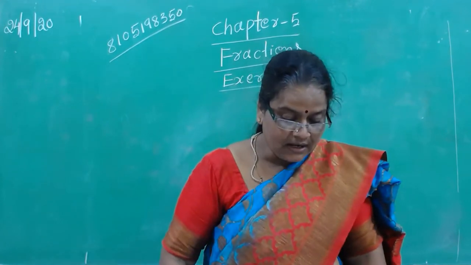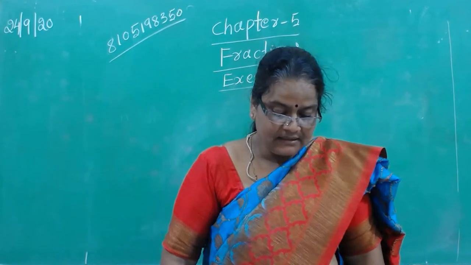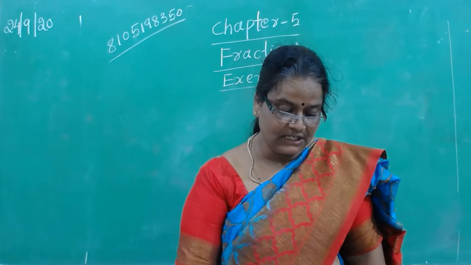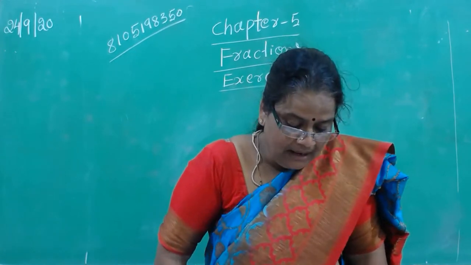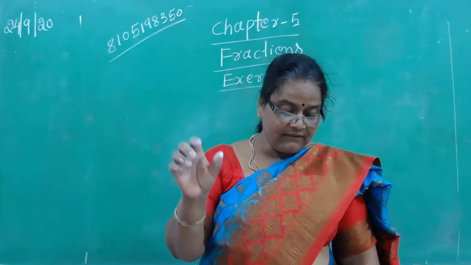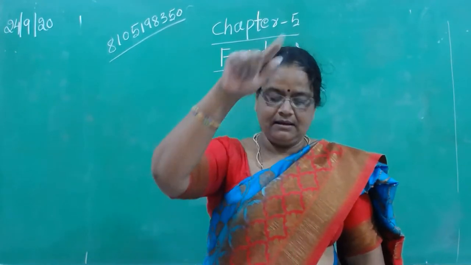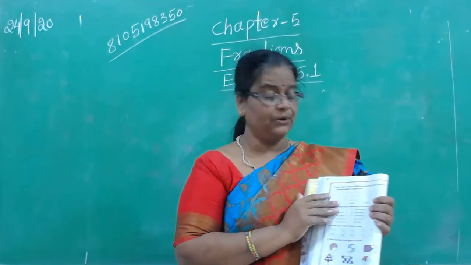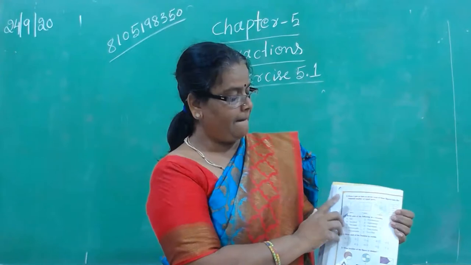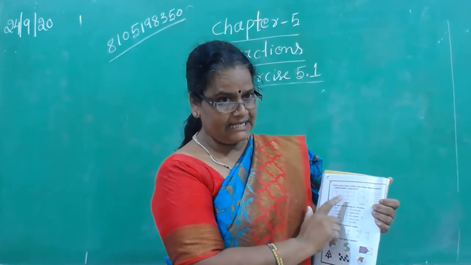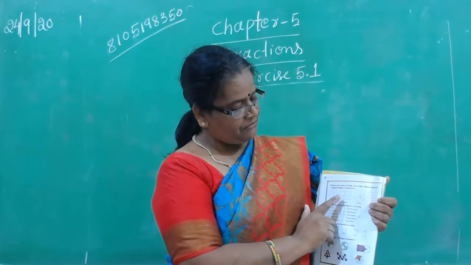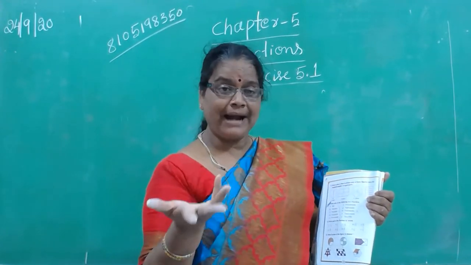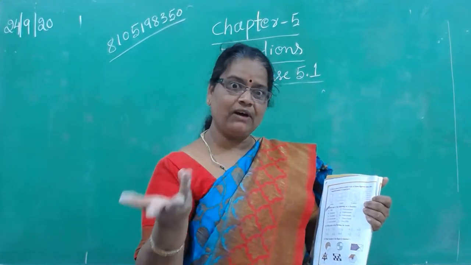Draw a line or lines to divide each of these figures into the required number of equal parts. So see children, first one, one diagram is given. That diagram we have to divide into two equal parts. One rectangle is given. We have to make the rectangle into four parts. Are those four parts equal or unequal?